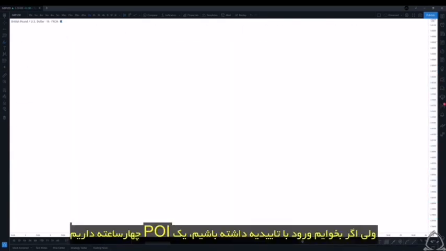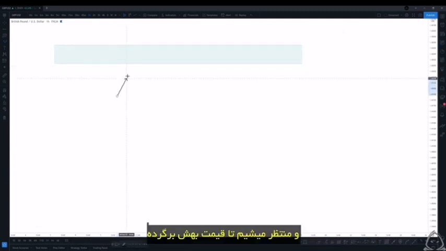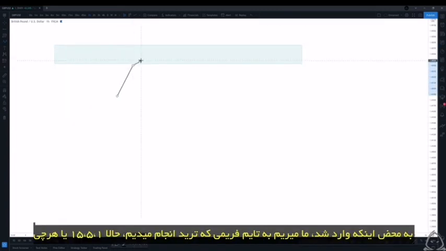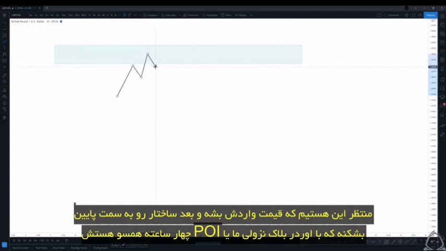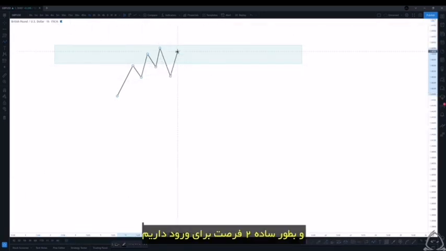But if we want to look at a confirmation entry, we'd have our 4-hour point of interest, and we'd be waiting for price to come back to it. As soon as it taps into that, we would drop down to our execution time frame, whether it's a 15-minute, a 5-minute, a 1 minute, or anything like that. We're waiting for price to tap into that and then break structure to the downside, which is in line with our bearish order block, our 4-hour point of interest. And basically we're presented with two entry opportunities.